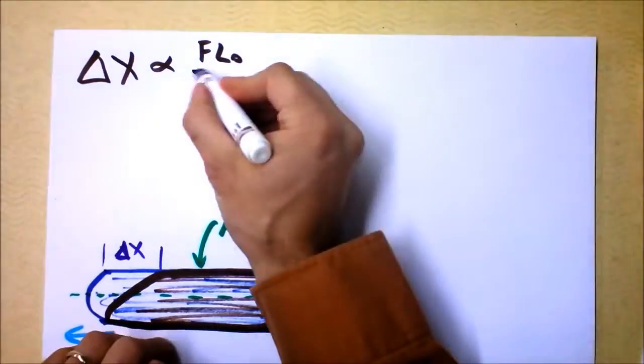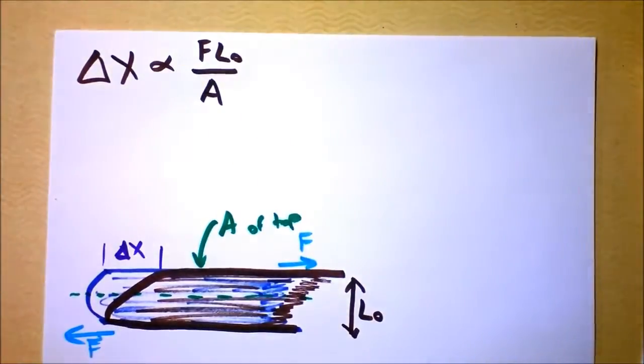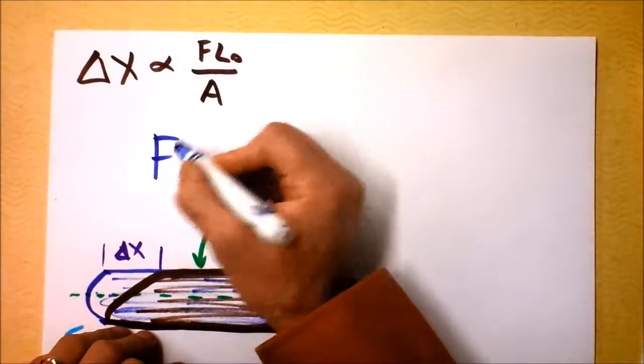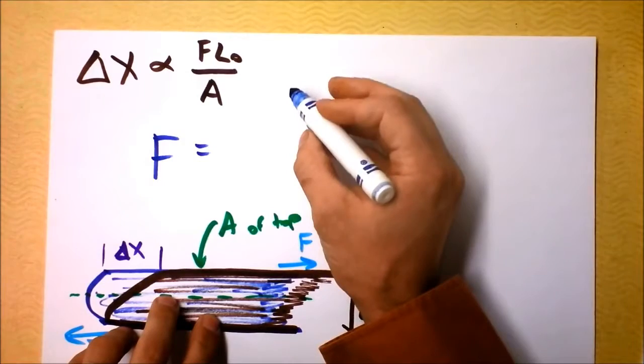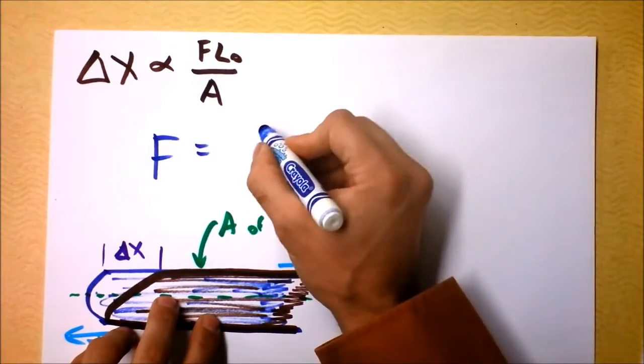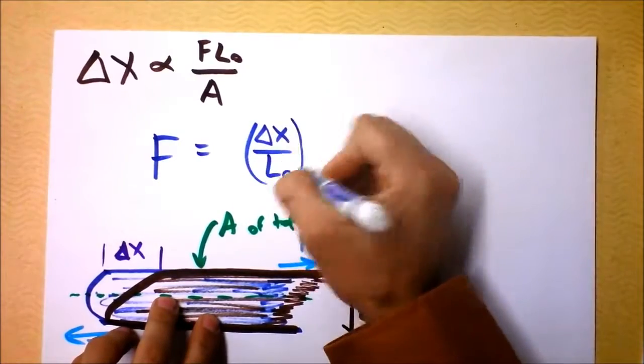And the way of showing that is that we are inversely proportional to the cross-sectional area in the same way as we were last time. I hope that's not too much of a surprise. I'm going to do the same thing where I solve this for force, and I'll do that in blue again. My force now is equal to some stuff. It's going to be delta x over L naught, and I'll put that in parentheses.